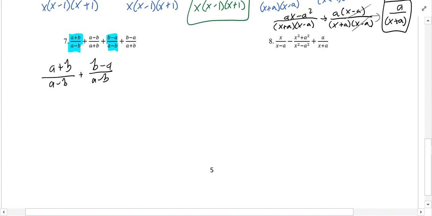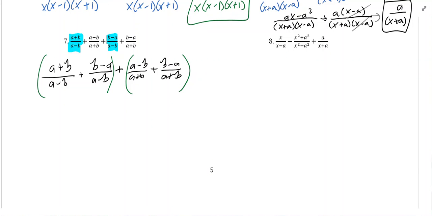And then I'm going to put the ones with the denominator of a plus b together. So plus a minus b over a plus b plus b minus a over a plus b. Okay, so now that I have those together, I can group the first two together and group the second two together. So I can simplify the first parentheses, simplify the second one, and then add them together.